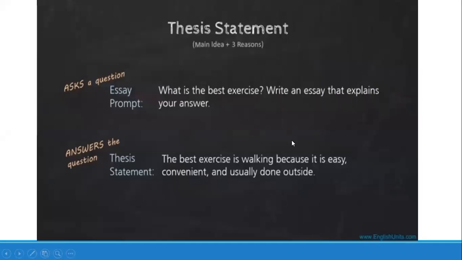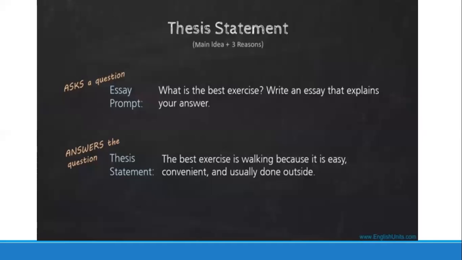All right. So remember that the thesis statement can also have 3 reasons, 3 explanations, 3 examples, 3 steps. Depends upon the topic that you are writing on. So on this slide, you can see your prompt, or your topic, is: what is the best exercise? Write an essay that explains your answer.